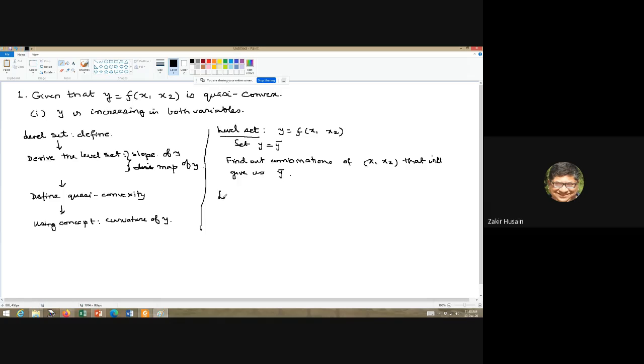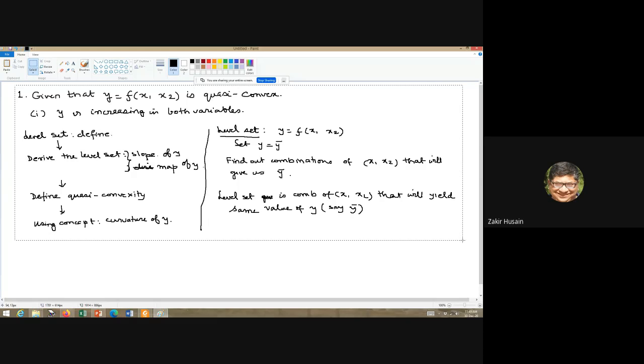So that means the level set is the combination of x1 and x2 that will yield the same value of y, say y bar. Okay, is this clear? Yes, sir. Okay.